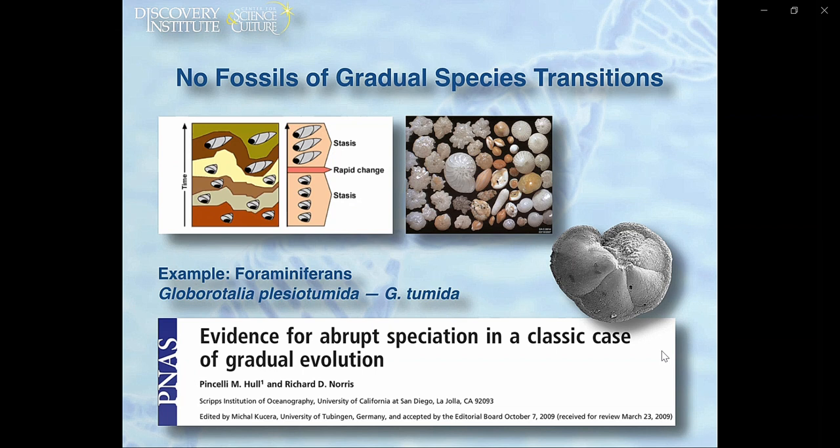So the most famous textbook example is a transition of foraminifera from the genus Globorotalia, Plesiotumida species, to the species Tumida, which you see here in this SEM photo. But recently there has been a paper, 2009, in the famous journal PNAS, and the title says everything: Evidence for abrupt speciation in a classic case of gradual evolution. This example has been shot down by new research.